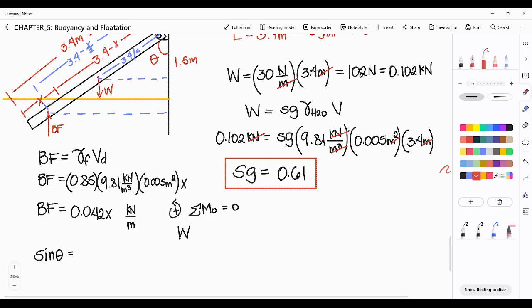Anong tatawag natin? Let's just call this length A. Call this length B. Length A, so sine of theta is equal to the opposite side, which is A, over 3.4 divided 2, which is simply 1.7. So, kailangan natin si A. So, that is simply 1.7 times sine theta.